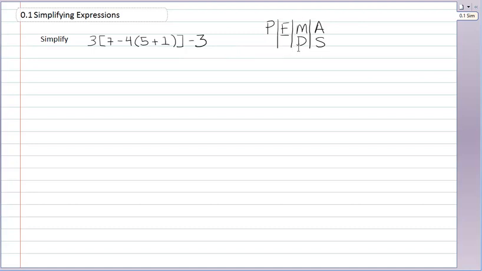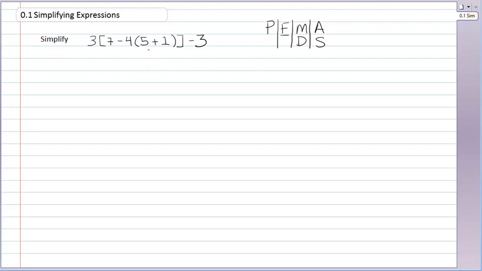And these are on the same order, which means that we don't really have a preference between these two. We sort of just do whatever comes first as we move left to right in the problem. And that's the same for addition and subtraction. They don't have a preference over one another. We just tackle them as we see them, moving left to right through the problem. So let's start in this problem by working out the innermost parenthesis first.